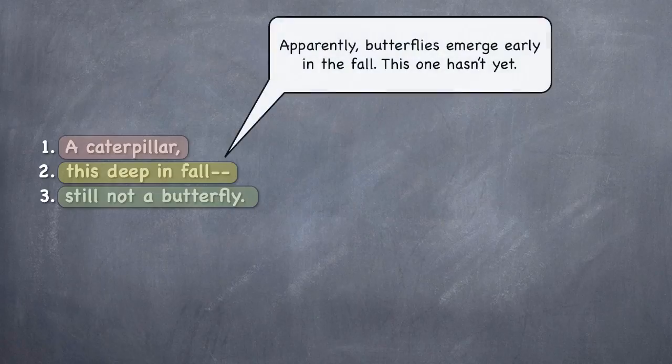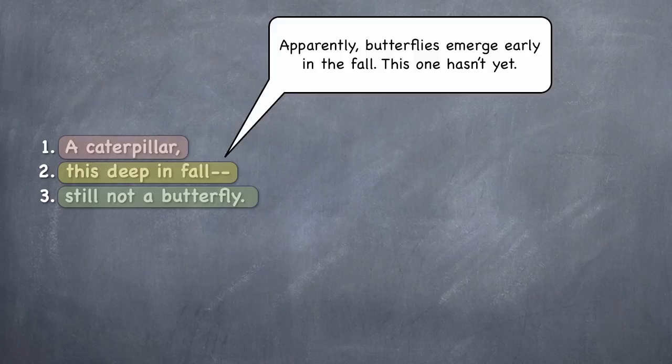Apparently it looks like butterflies emerge early in the fall, at least according to the poet. The poet is thinking, hey, the caterpillar, I see it deep in the fall, it should be a butterfly, but it's not a butterfly. So apparently butterflies, according to the poet, emerge early in the fall. This one hasn't done that yet.